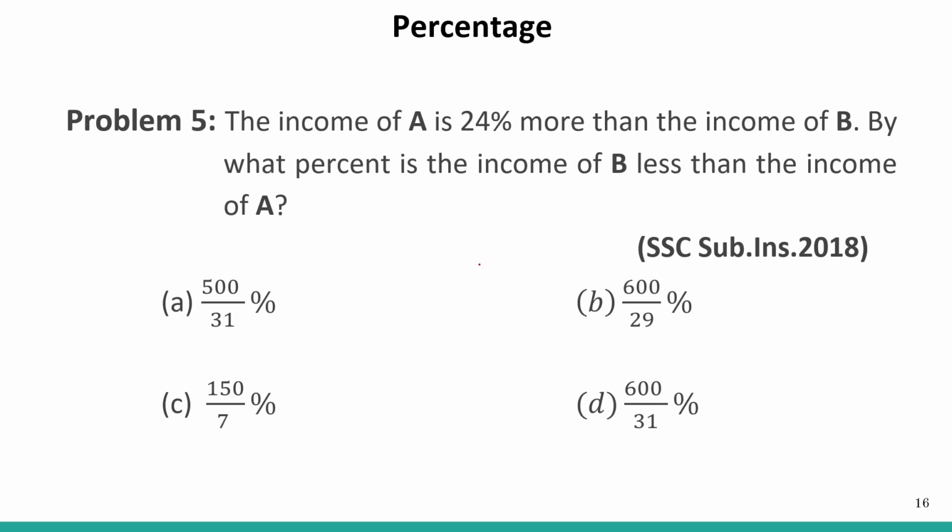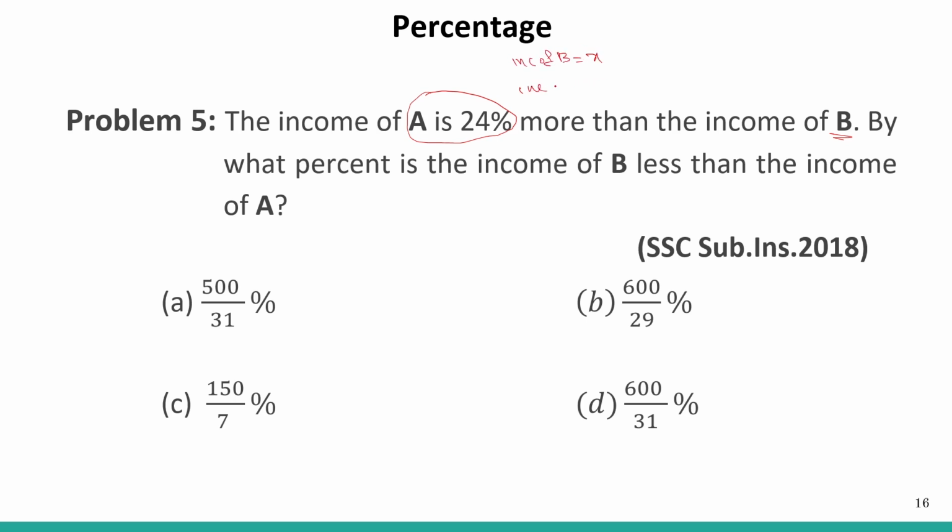So let's see problem number 5. The income of A is 24% more than the income of B. So by what percentage is the income of B less than the income of A? This problem seems a bit tricky, but it is not. Let's see how. The first thing to note here is that the income of A is 24% more than the income of B, comparatively. So let income of B be x.